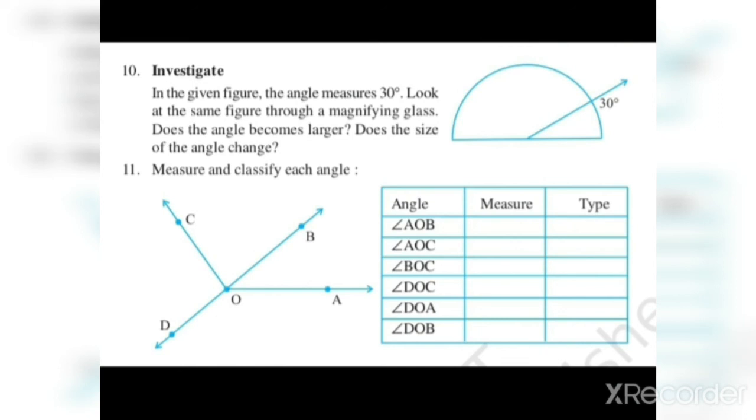Question 11. Measure and classify each angle. Measure the angle, write the measurement in degrees, and then write the type of angle, whether it is right angle or straight angle or acute angle or obtuse angle, etc. Listen, my dear. In exercise 5.4, all the questions are very easy. The only thing is learn how to measure the angles using protractor.